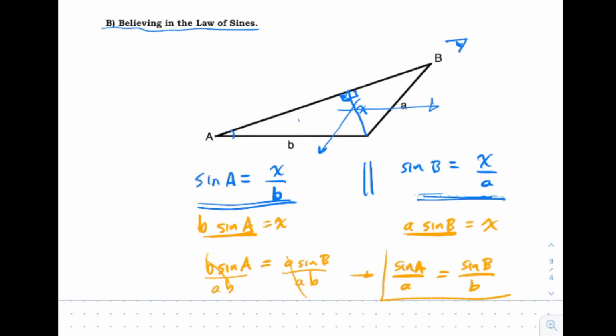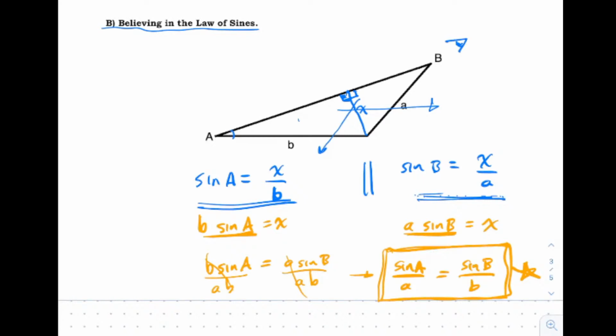And this was just a general triangle that I threw out there. So if this is true for any general triangle I feel like drawing, then it must be true forever and ever. For any triangle, even a right triangle. So sine of A over A is equal to sine of B over B is the law of sines. It works like a charm.